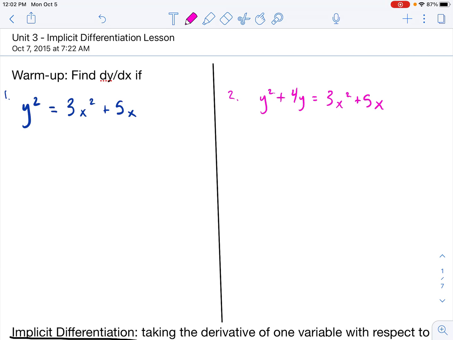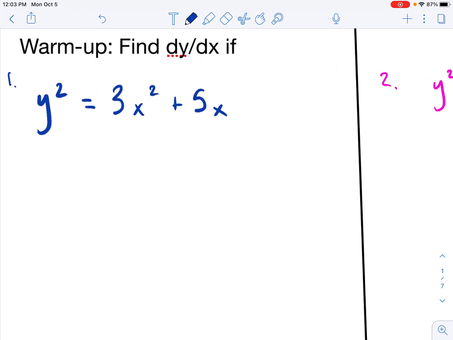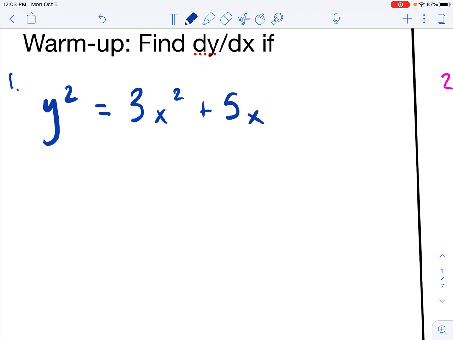y squared equals 3x squared plus 5x, and y squared plus 4y equals 3x squared plus 5x. Define a couple of curves, and what we're going to do is find dy dx for these. Now, what looks a little bit different right away, hopefully you're saying, is it's y squared equals and not y equals. So how could we get around that here? Well, if we want to take the derivative of this, we probably want to try to get y by itself, so we might actually start by taking the square root of both sides.